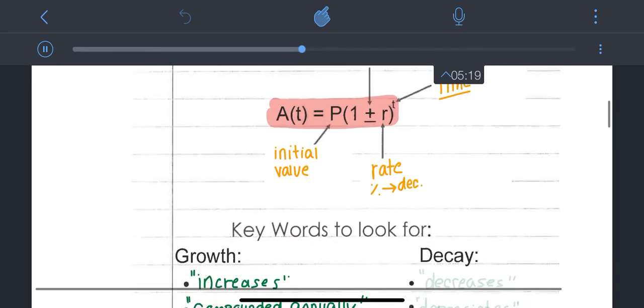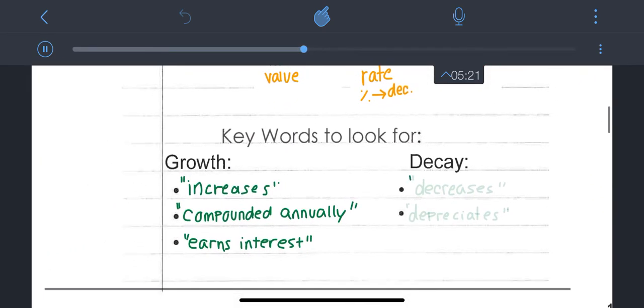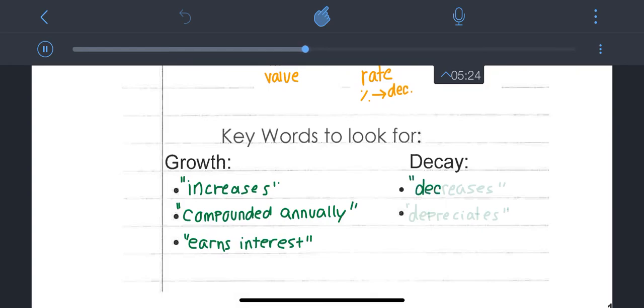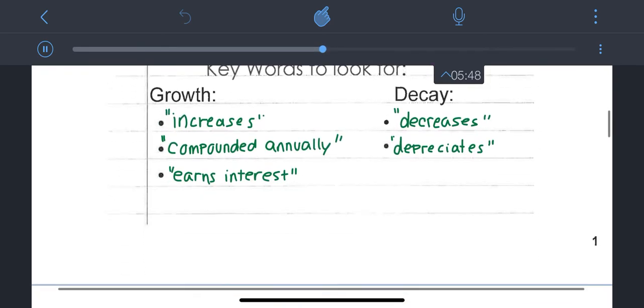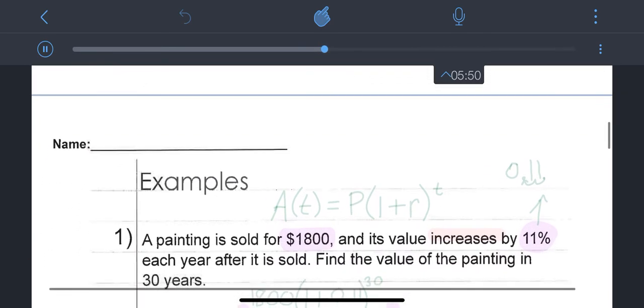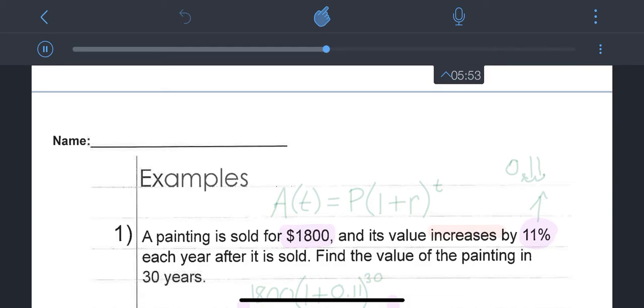Okay, so now decay. Obviously decreases is going to tell you we're looking at decay. And something else you might see that you might not be familiar with is depreciates. That's like if something loses value over time, it's going to exponentially decay. All right, so those are our key terms. So now let's actually go through an example so that we know what all of this means and we can put it all together and see how this formula is used.